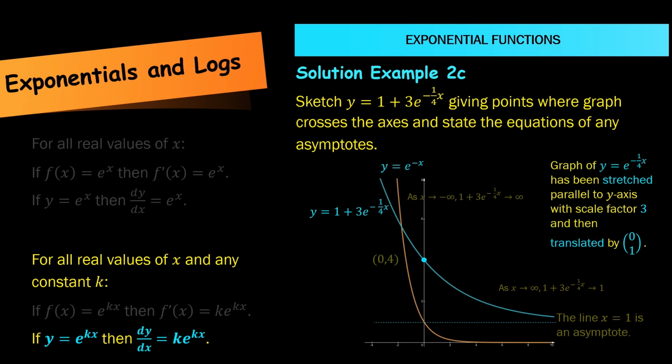Notice that the graph of y equals e to the minus 1 over 4x has been stretched parallel to the y-axis with a scale factor 3 and then translated by (0, 1).